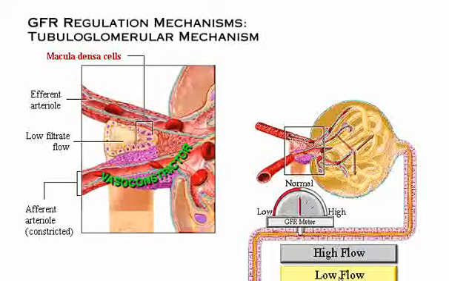We're going to do the low flow. Low filtrate flow, and therefore low sodium chloride at the end of the ascending loop of Henle, is also sensed by the macula densa cells. And it's going to have these granular cells send out the renin. This condition is usually the result of low GFR.